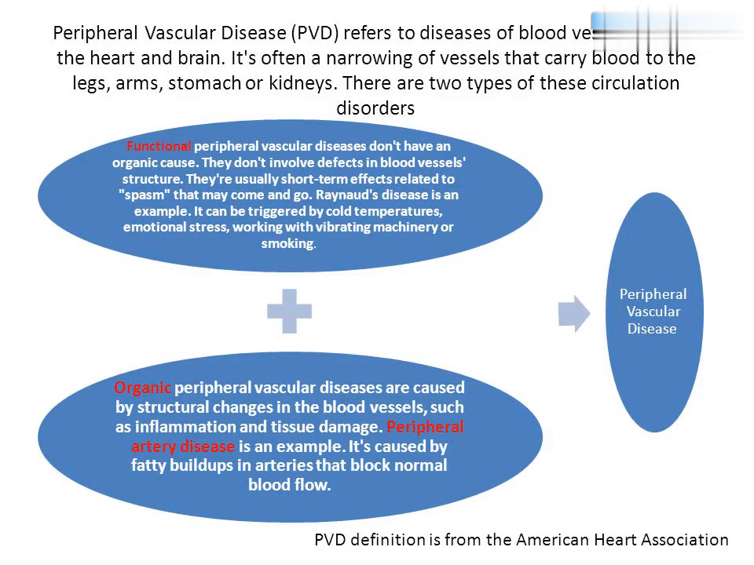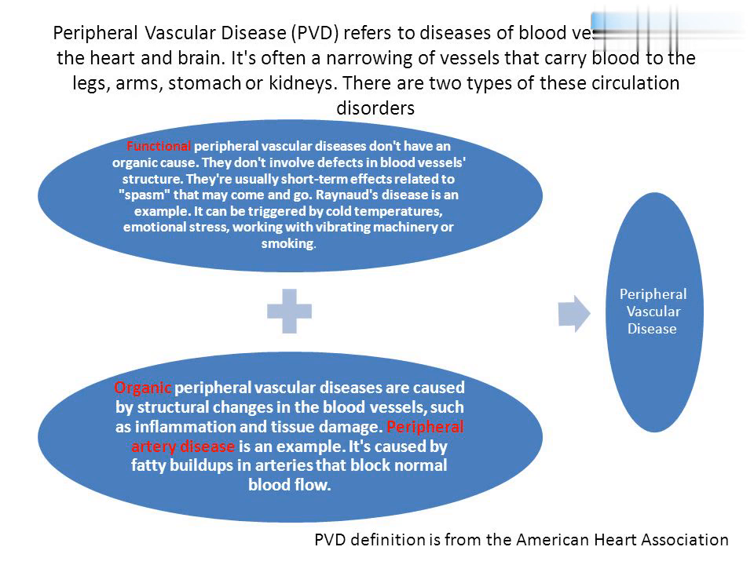Peripheral vascular disease. Peripheral vascular disease, PVD, refers to diseases of blood vessels outside the heart and brain. It's often a narrowing of vessels that carry blood to the legs, arms, stomach or kidneys. There are two types of these circulation disorders.